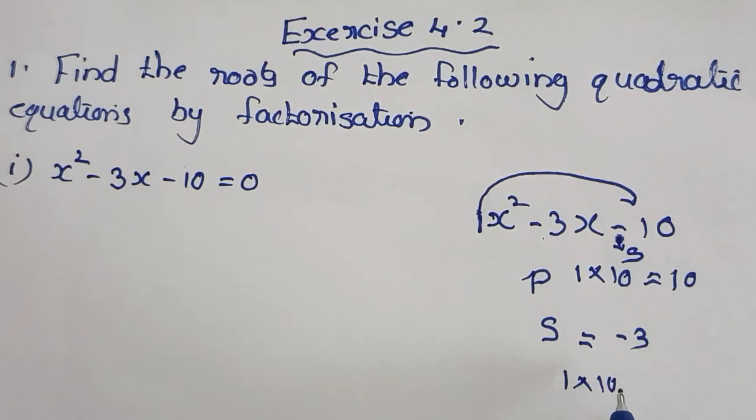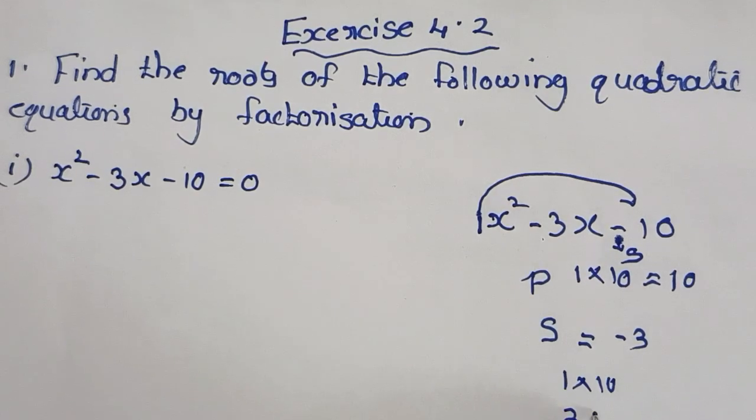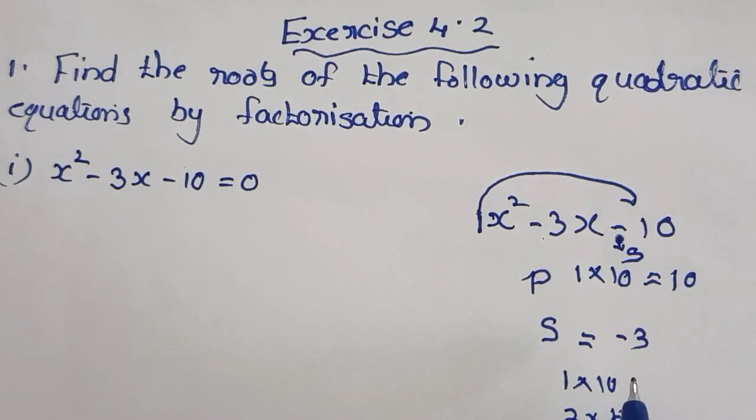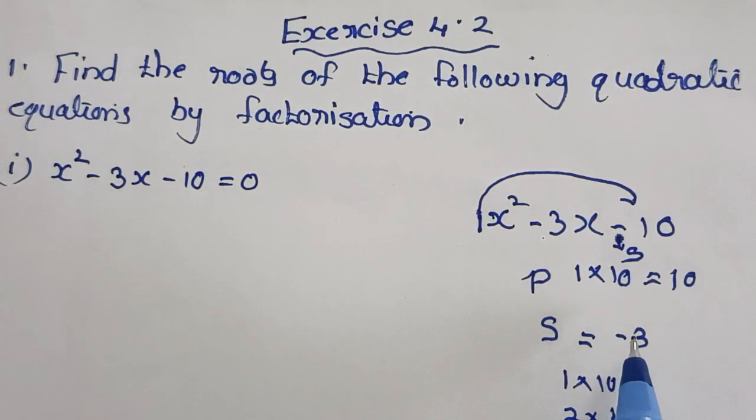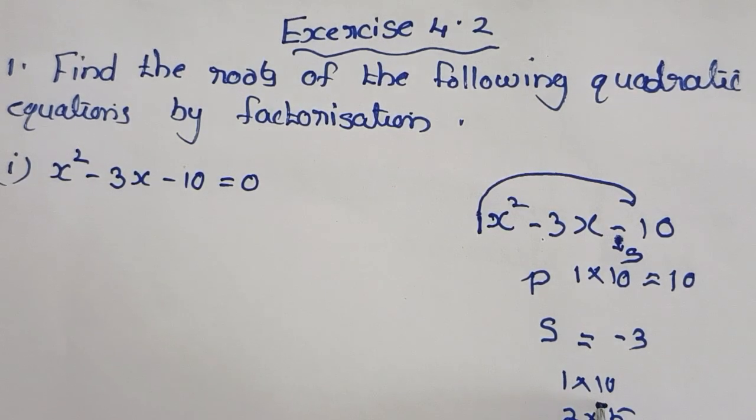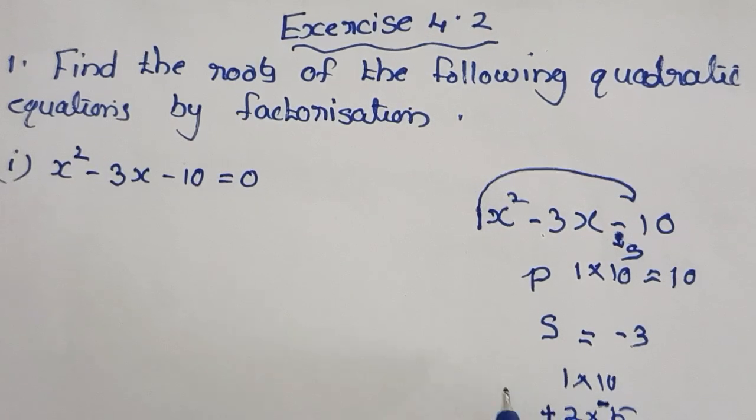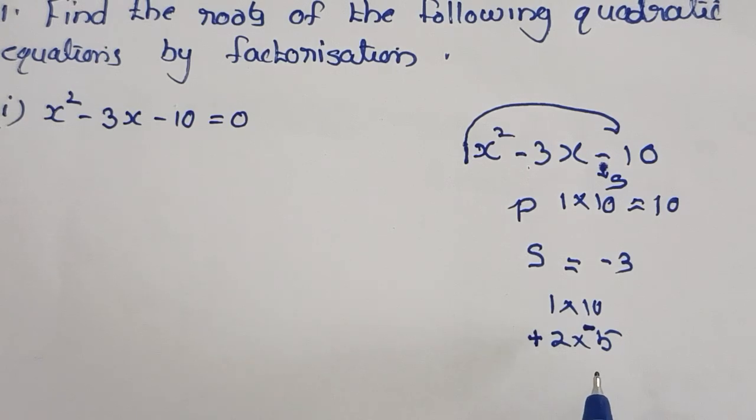But after subtraction, it is 9. 2 into 5 equal to 10. Subtracting 5 minus 2 equal to 3. Since we have to get minus 3, put the larger one as minus and the smaller one as plus. Now minus 5 plus 2 equal to minus 3, isn't it?